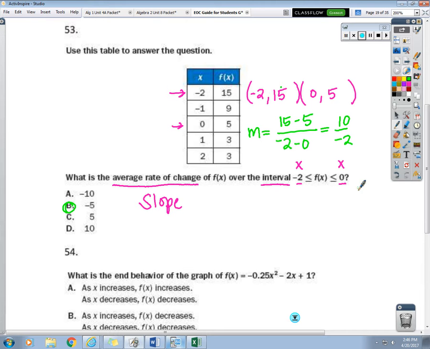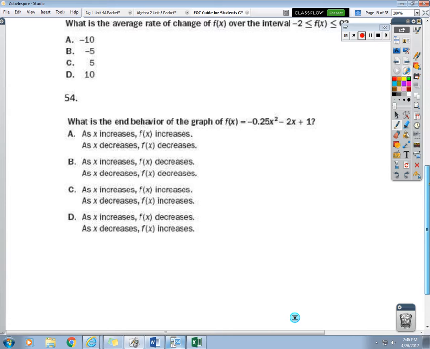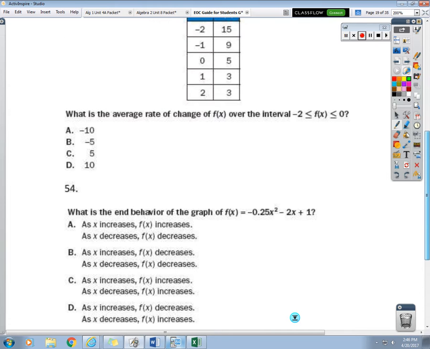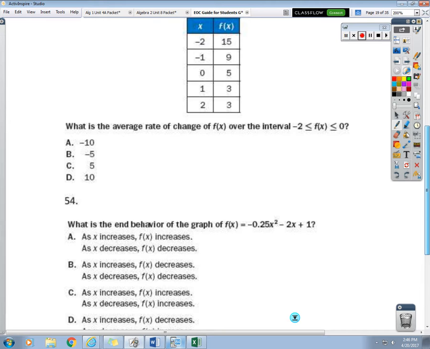All right, number 54. But the bottom was -2. It ended up being 5 minus 15 if you did it that way, and then 0 minus -2, and a minus negative, so -10 over 2, which is -5 still.